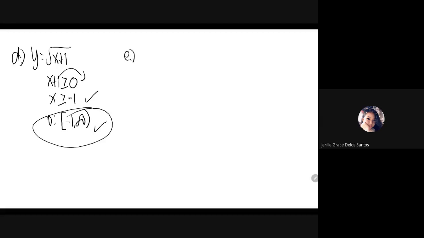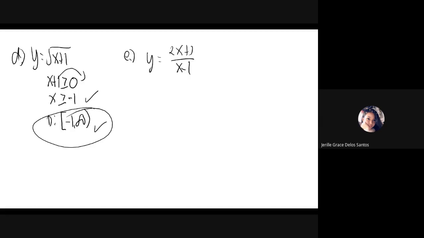Okay? For letter E, we have here y is equal to 2x plus 1 all over x minus 1. What kind of function is that? What kind of function is that? Y is equal to 2x plus 1 all over x minus 1. Is it linear? Is it quadratic? Is it exponential function? Is it rational function? Is it logarithmic? That's correct.